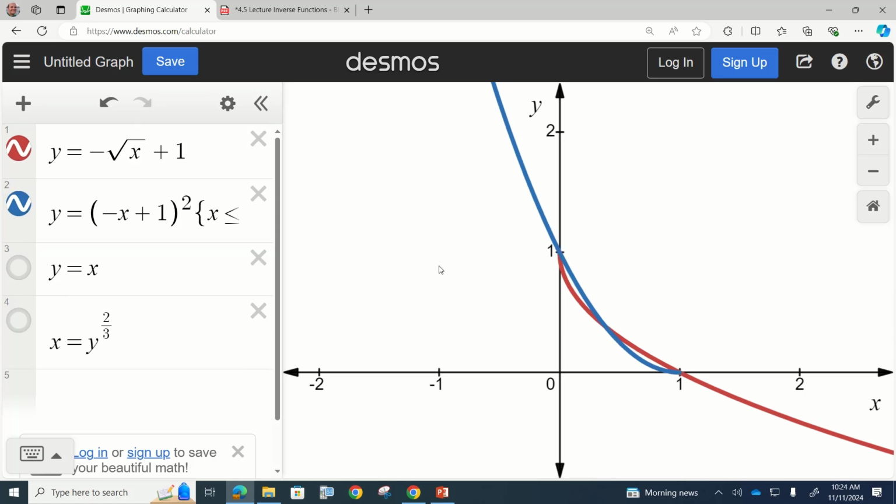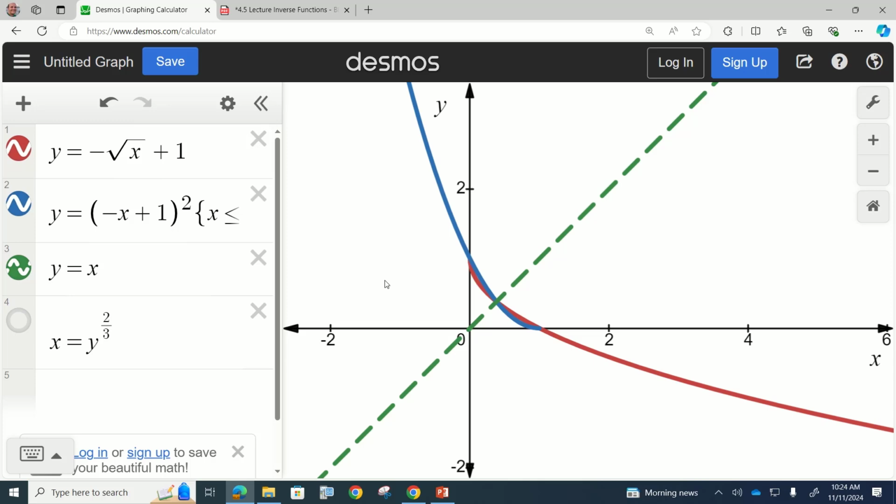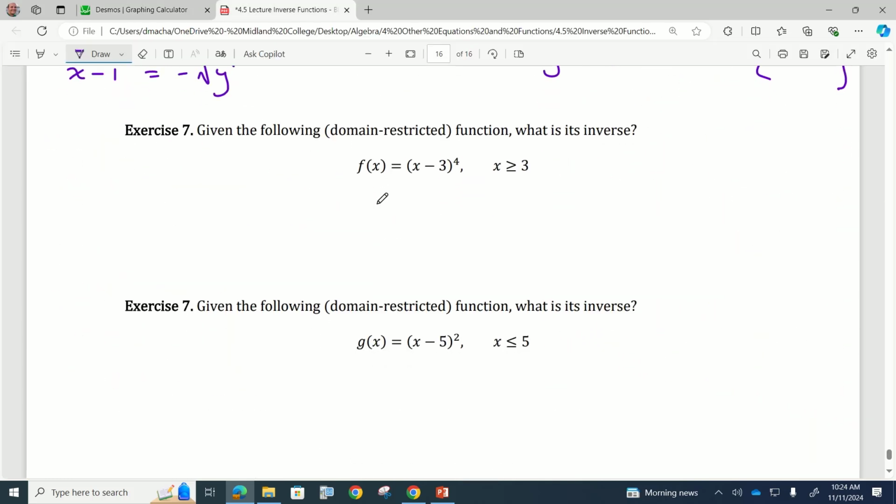And now you can see that blue curve and that red curve, they're a mirror image of each other across the line y equals x. Ta-da. Okay.